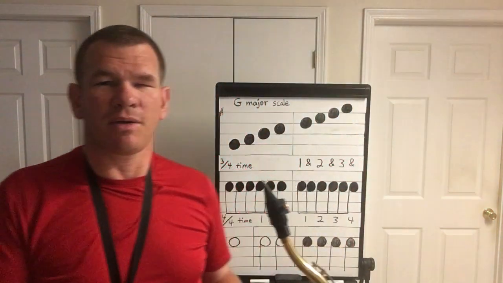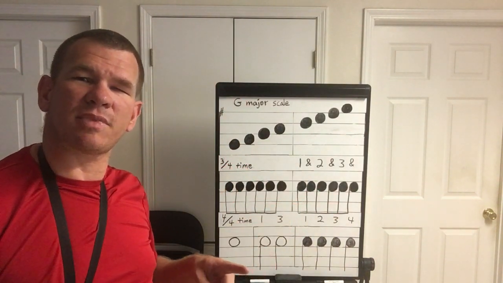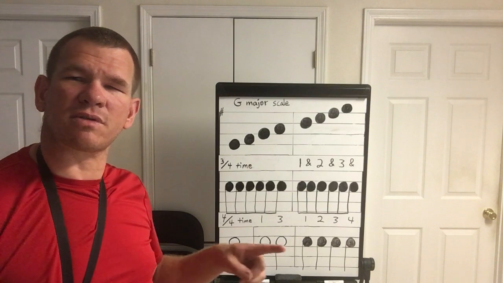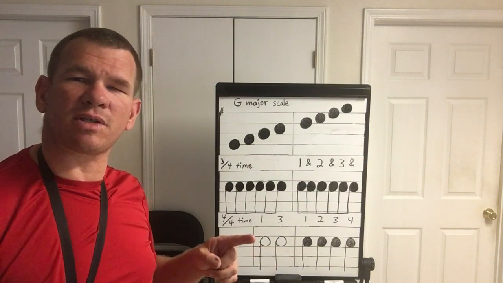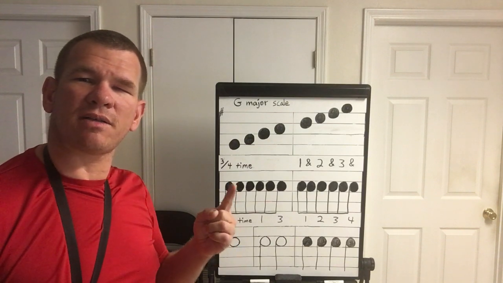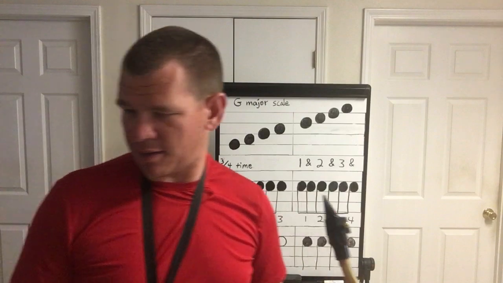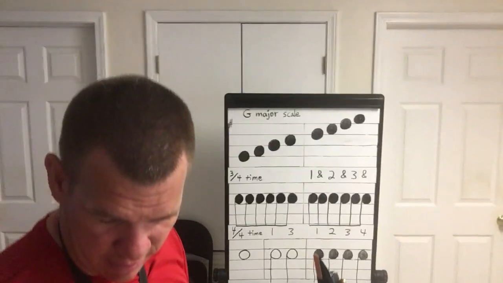So we learned a new scale. We learned eighth notes. We kind of went over the whole notes, half notes, quarter notes. We went over a little bit of the time, the 4/4 and then the 3/4 and the 6/8. And now we're going to play a Chinese song.